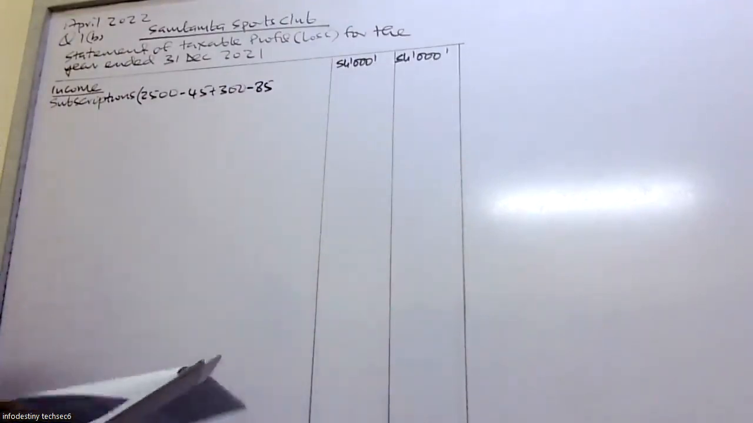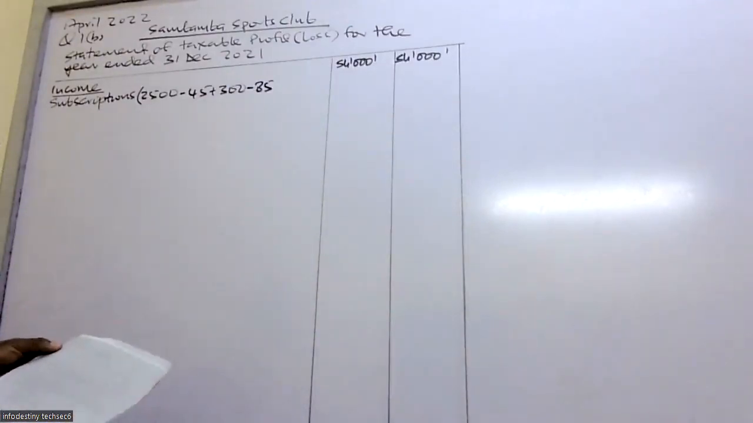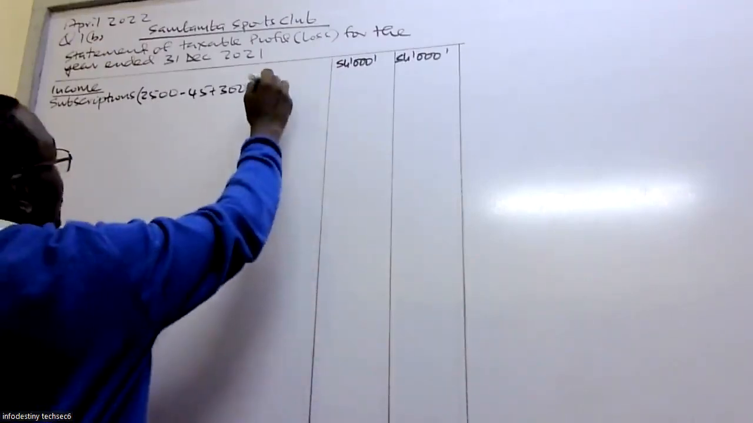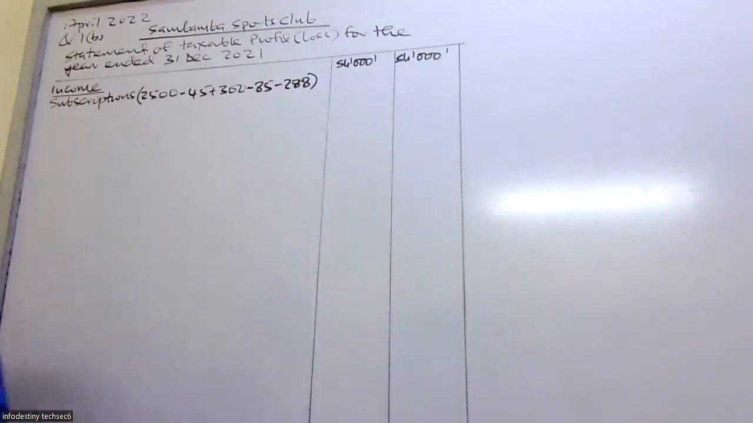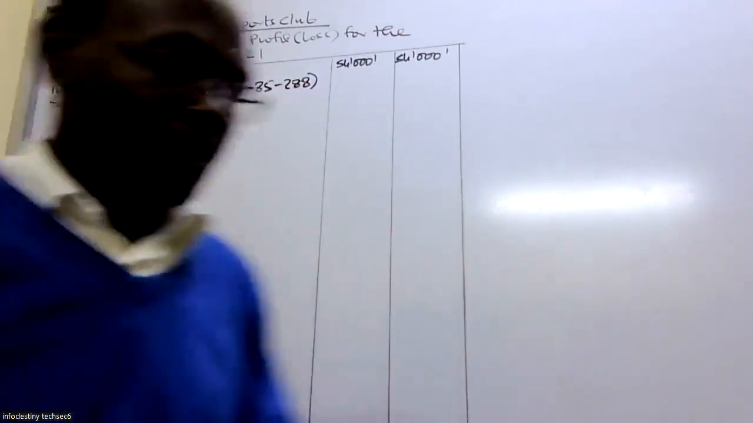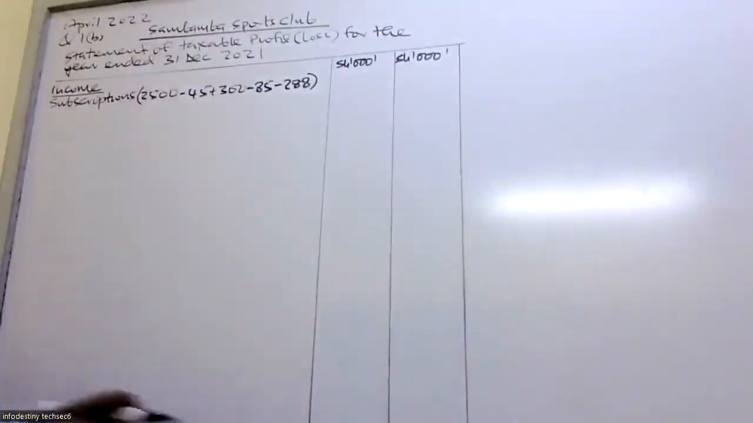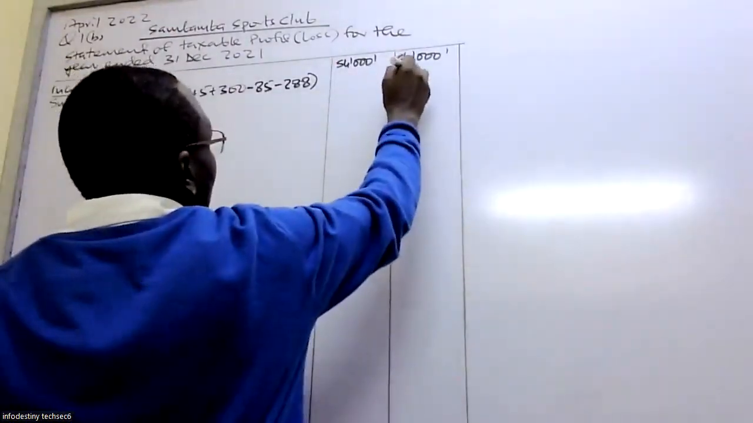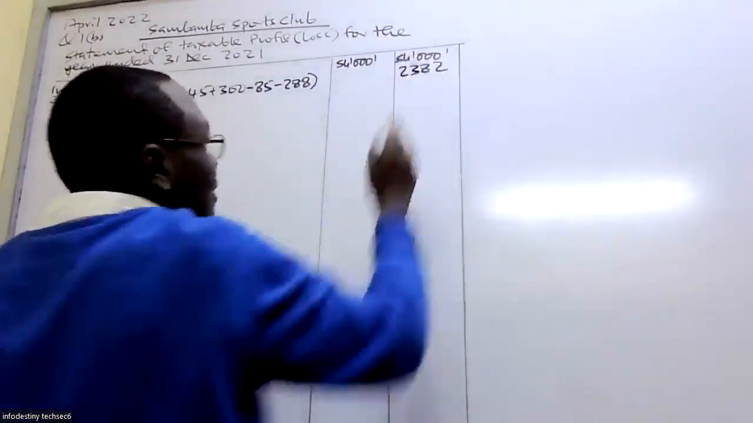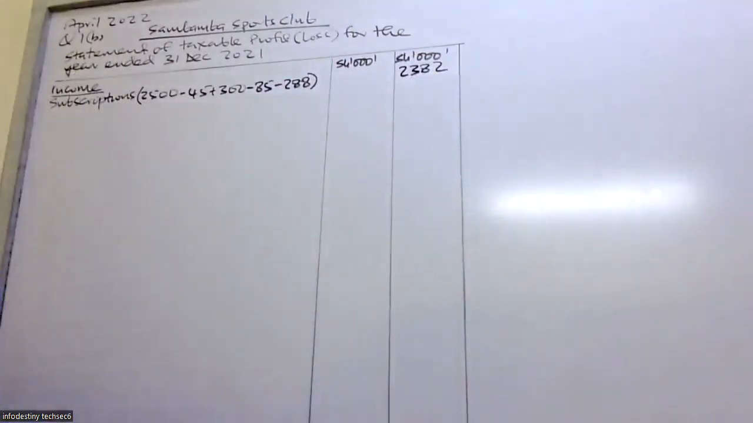Then there's another adjustment in note number 5. Subscriptions in arrears are written off, so you write off 288. That should give us income from subscriptions. So we make those adjustments on subscriptions, and 2,382 is income from subscriptions.